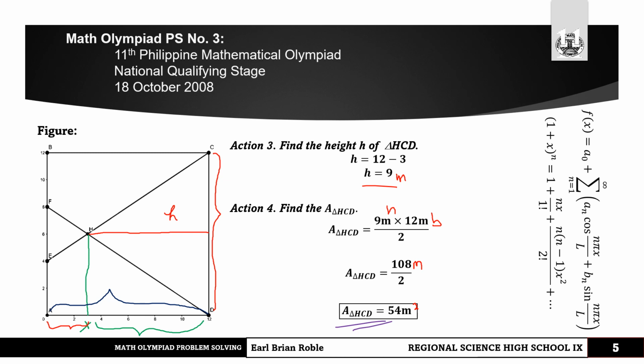So meaning the area of this triangle that we're asked to find is this one. So that's it. I hope you have absorbed or learned some solving techniques for the Philippine Mathematical Olympiad, though this is just relatively easier compared to other problems.